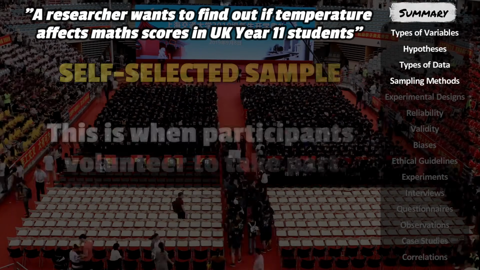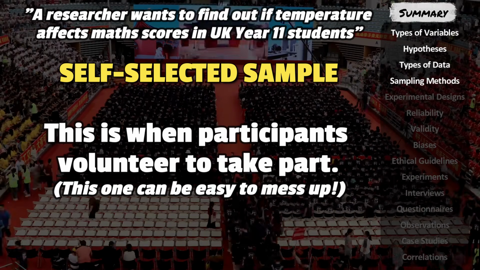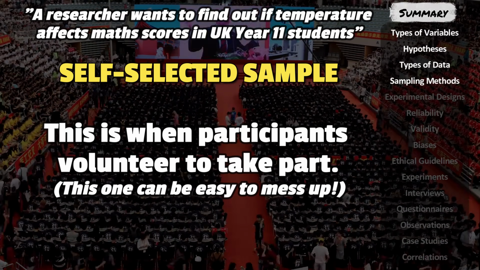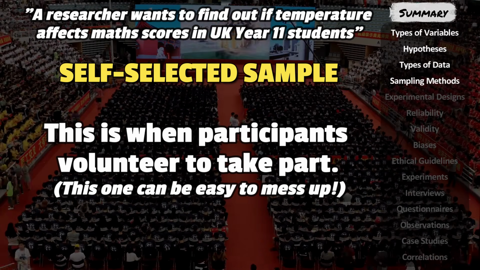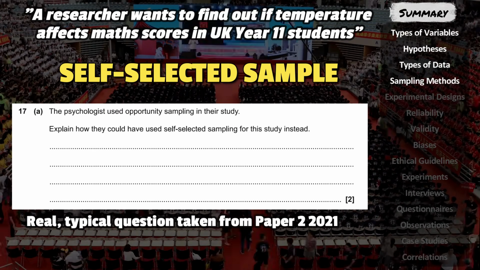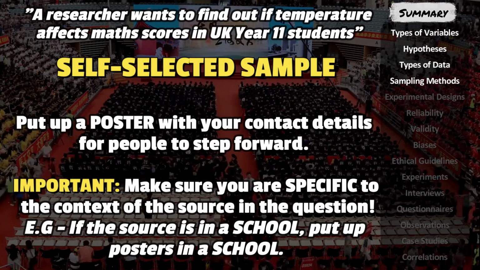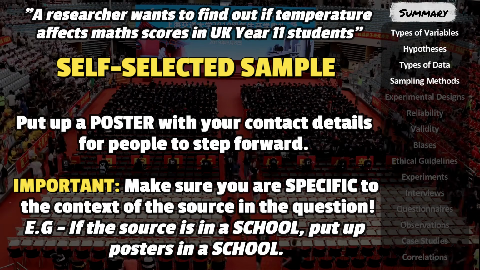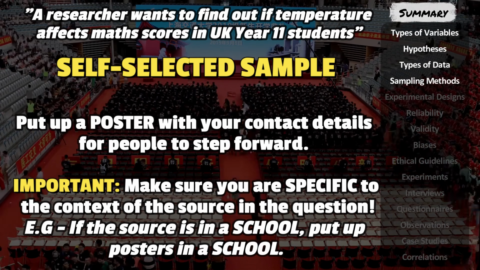Or a self-selected sample, and this one's a little bit tricky, is when they volunteer for it. And it's important that you don't say something like, I would just walk into a room and get them to put their hands up. They have to step forward. And the easiest way to bag some marks in an exam when you get asked about a self-selected sample is to say something along the lines of, I would put up posters around that place and wait for them to respond with my phone number and my email on it.